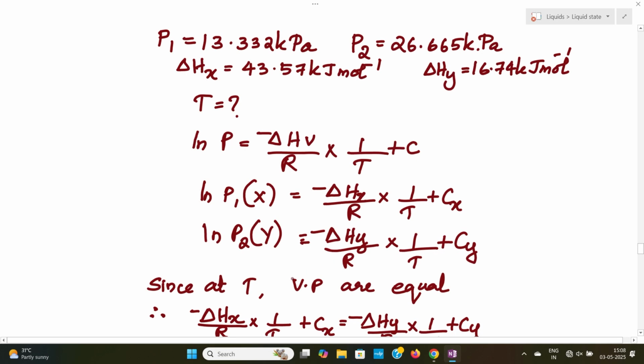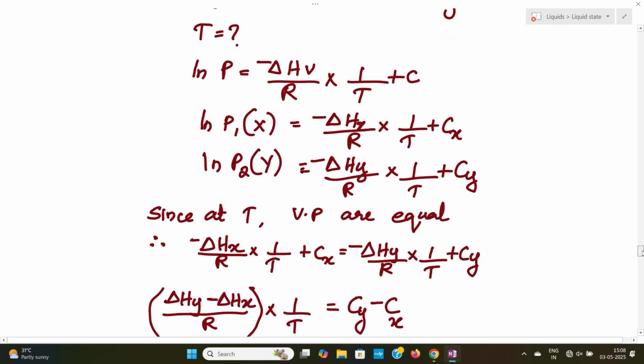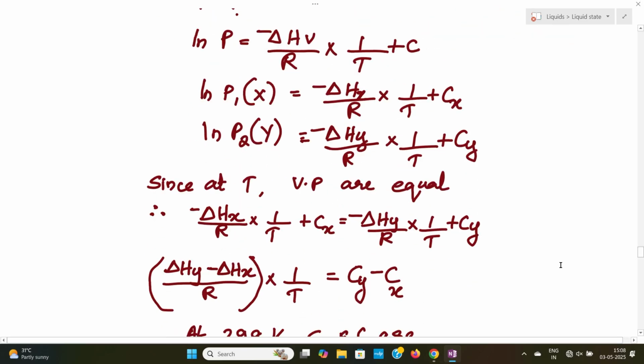At a temperature T, vapor pressures are equal. That is the condition. That means, since these vapor pressures are equal, we apply the condition, this side also will be equal. Therefore, vapor pressures are equal means P1 is equal to P2 is equal to P. So that is the condition.